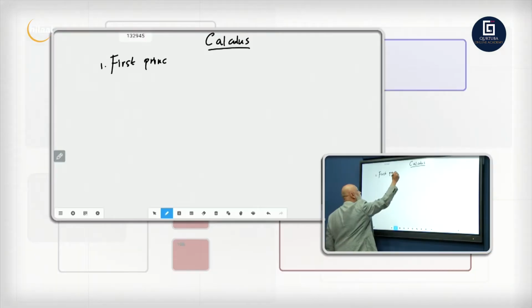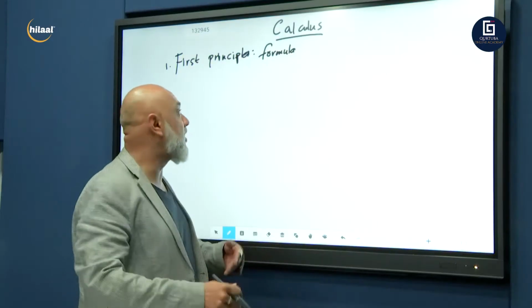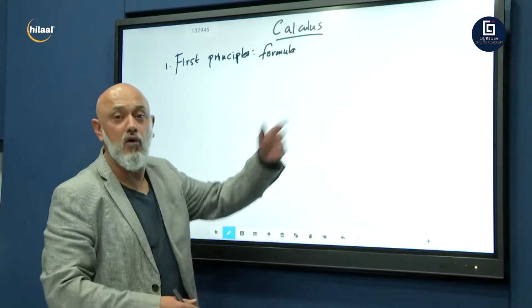Now, what is first principles? It's finding the derivative using the formula. You all know that by now. I know it's end of the year. You've written your prelims already, or you're going to write your prelims, and you're going into finals already. So you've done all of this.